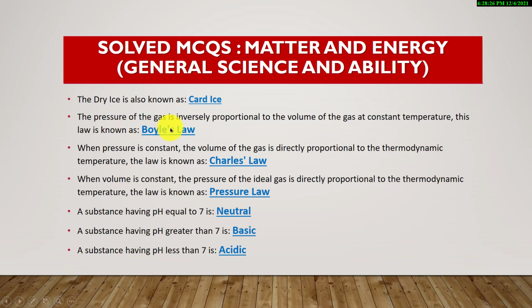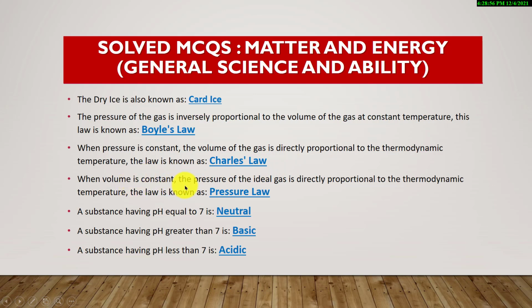The pressure of the gas is inversely proportional to the volume of the gas at constant temperature. This law is known as Boyle's law. When pressure is constant, the volume of gas is directly proportional to the thermodynamic temperature. The law is known as Charles' law.